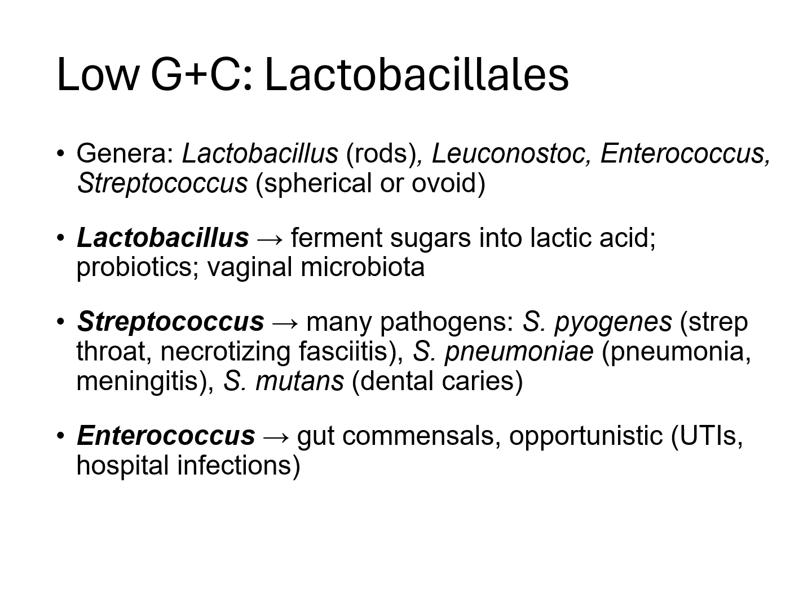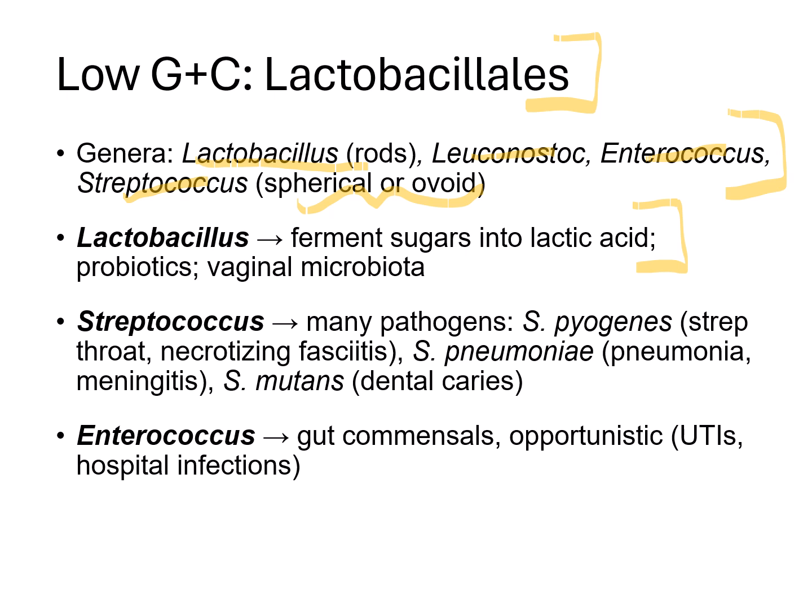Our next group of low GC bacteria are from the order Lactobacillales, and these are gram-positive bacteria that include these genera: Lactobacillus, which are rod-shaped bacteria, Leuconostoc, Enterococcus, and Streptococcus. These three are either going to be spherical in shape or sometimes ovoid, which means egg-shaped. Lactobacillus is a group of bacteria that ferment sugars into lactic acid, and they're commonly used as probiotics. So they're found in fermented foods like pickles or yogurt.